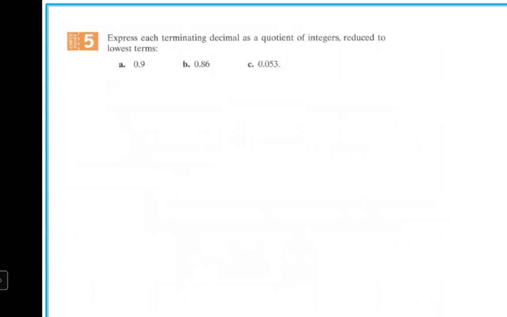All right. So I want you to try these 3. Change them into a quotient of integers, which really means change them into fraction form. And if it can be reduced, reduce to lowest terms. There's at least one of them that can be reduced, so reduce to lowest terms.